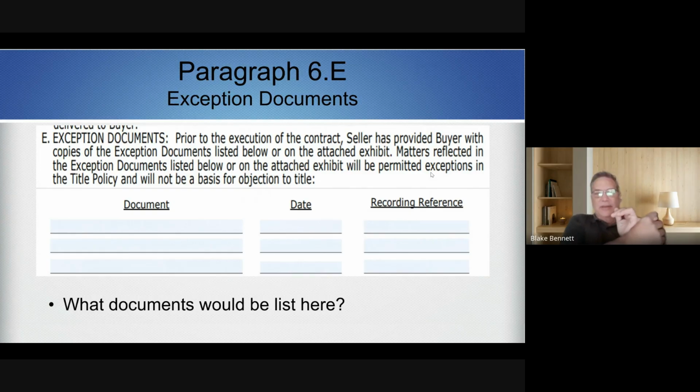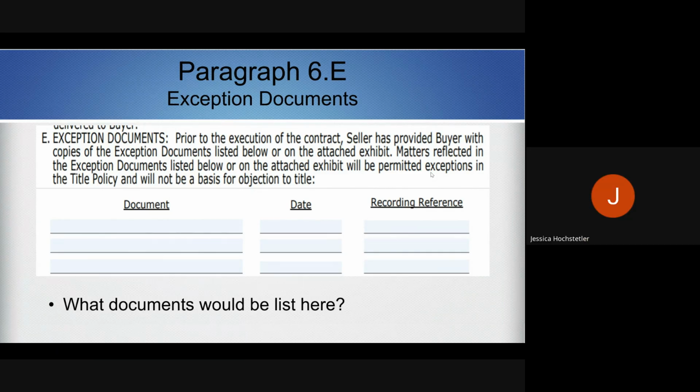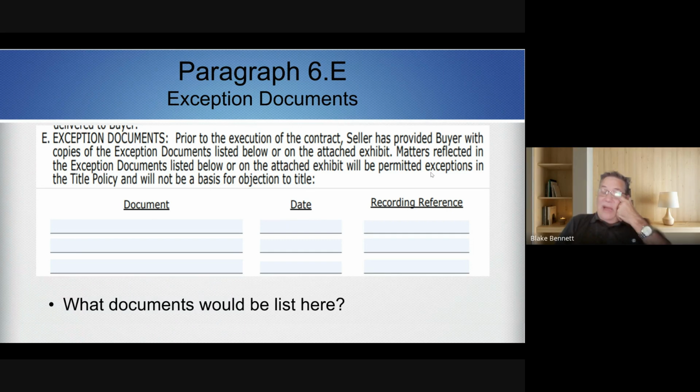Exception documents. Do y'all have anything to add as far as what y'all put here with the exception documents? Anything at all that y'all have ever seen? I was just gonna say the people in the room that I'm with say no, but yeah, you rarely see a lot here.